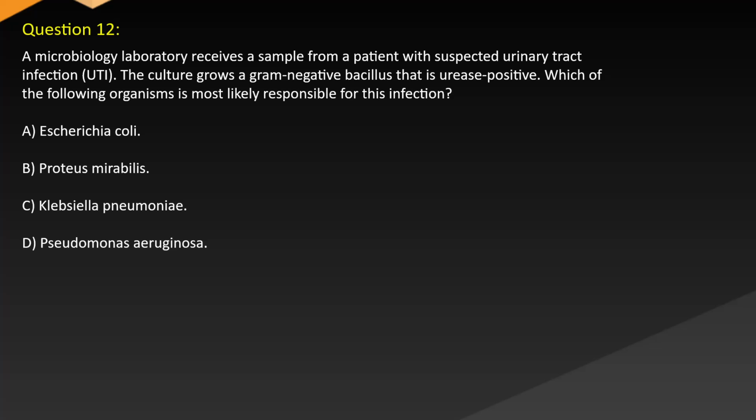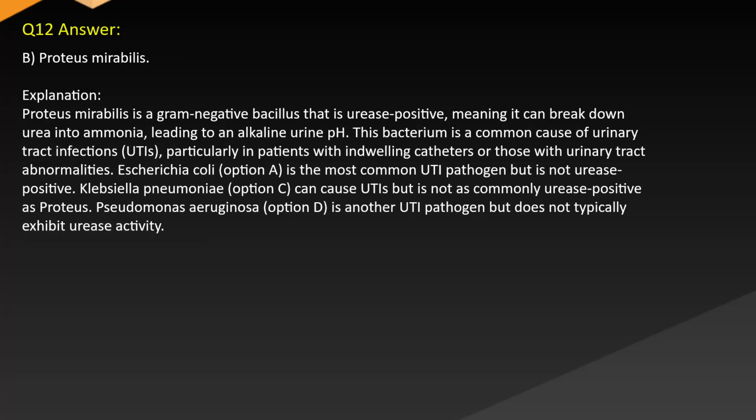Answer: B. Proteus mirabilis. Explanation: Proteus mirabilis is a gram-negative bacillus that is urease positive, meaning it can break down urea into ammonia, leading to an alkaline urine pH. This bacterium is a common cause of urinary tract infections, UTIs, particularly in patients with indwelling catheters or those with urinary tract abnormalities.